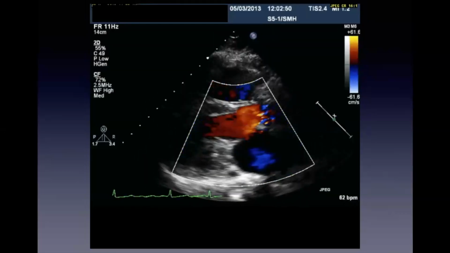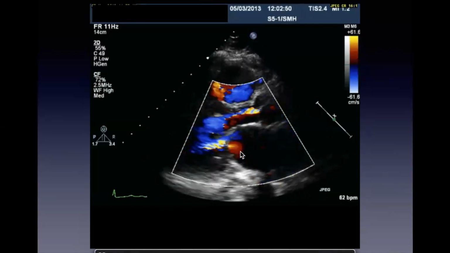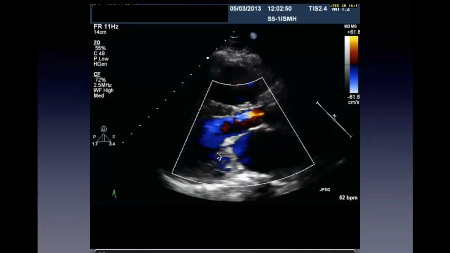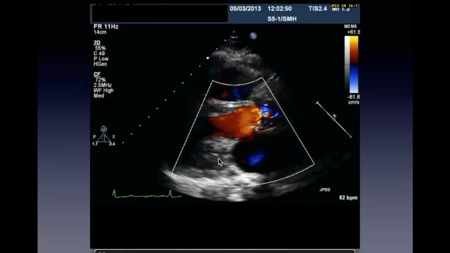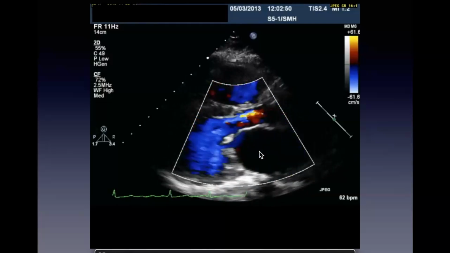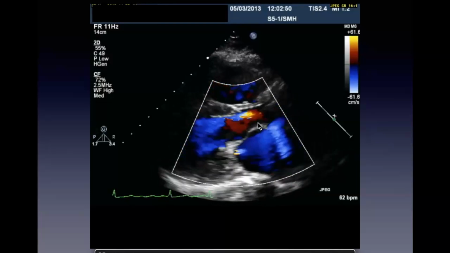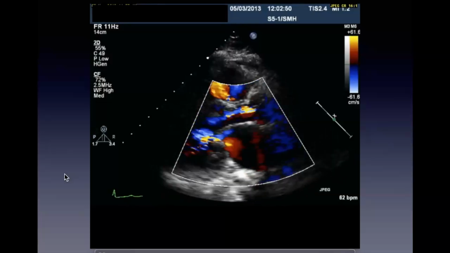Here's color Doppler. So there's trace mitral regurgitation, you can see here. And there is a degree of flow acceleration through the mitral valve in diastole. So a degree of mitral stenosis, which you figured out from 2D morphology anyway. And there's a degree of aortic regurgitation, which you can't tell here, but in the end, it was quantified as mild to moderate.